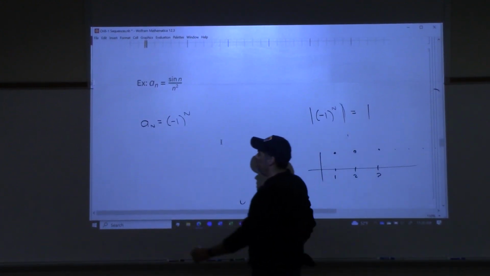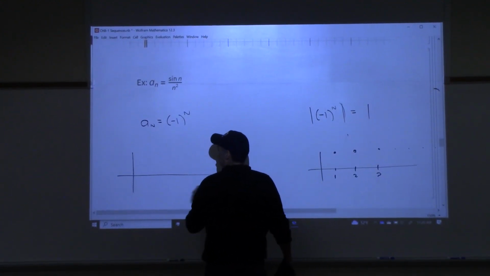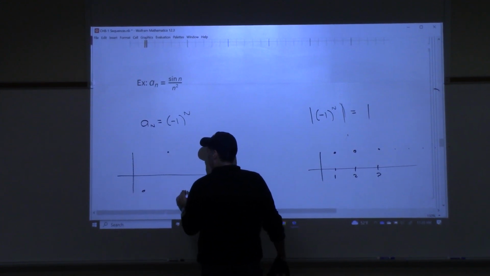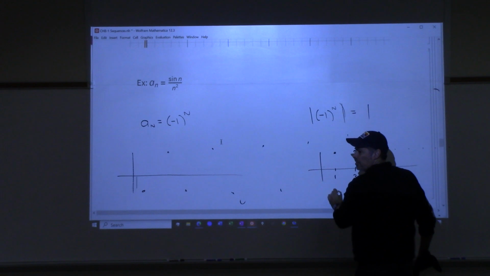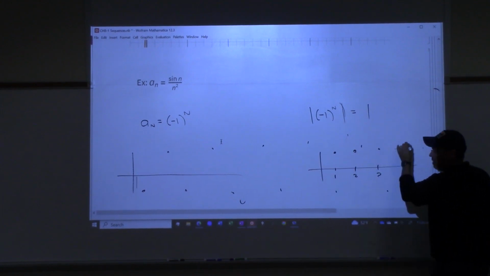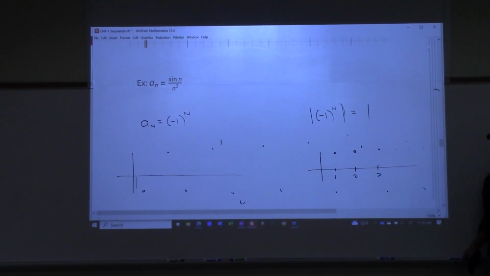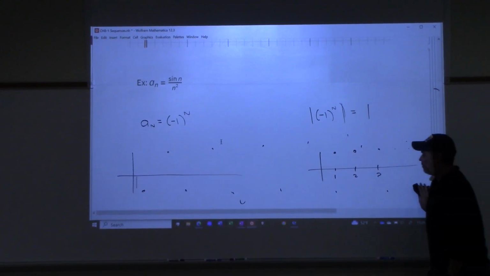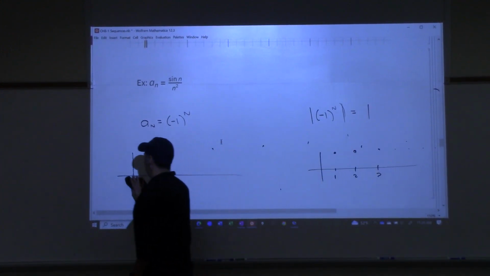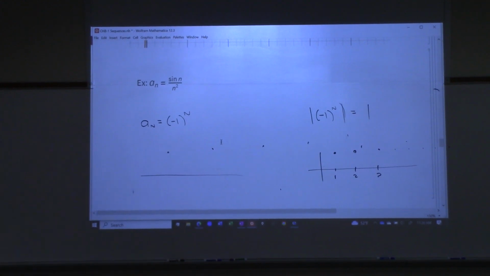Because this one here looks like this. See, it's not funneling down to anything. It's just back and forth. Is that technically divergent? That's divergent, yes. Okay, good questions. Let's keep going though.